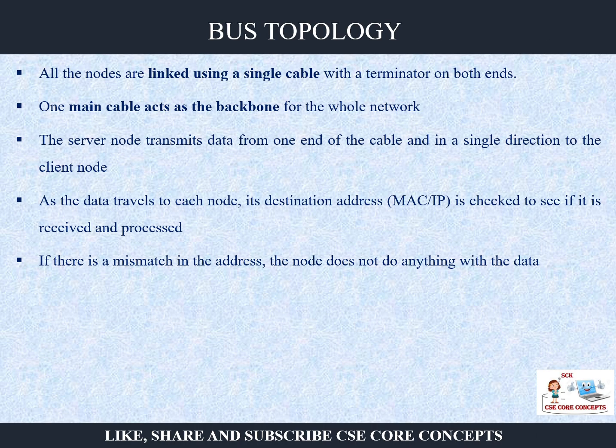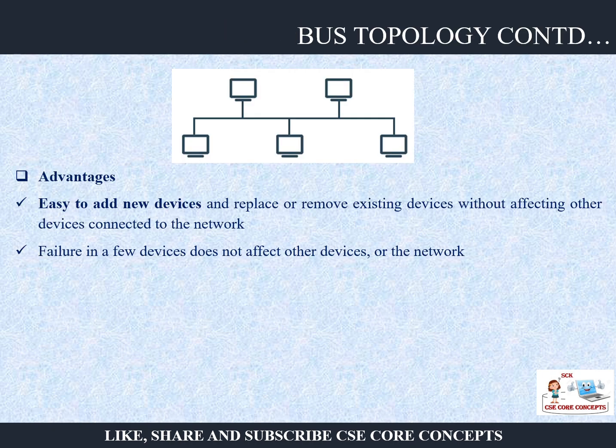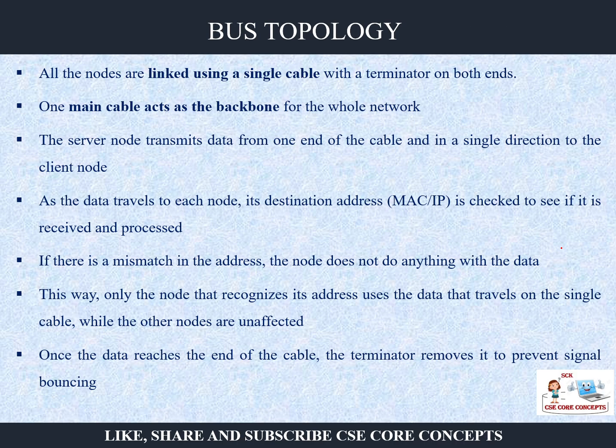Let us go to the next topology, the bus topology, where all the nodes are connected using a single cable with a terminator at both ends. Let us see how the network looks. This line is your common bus, and all these are the nodes connected to this common bus. It is one main cable, which also acts as the backbone of the whole network.